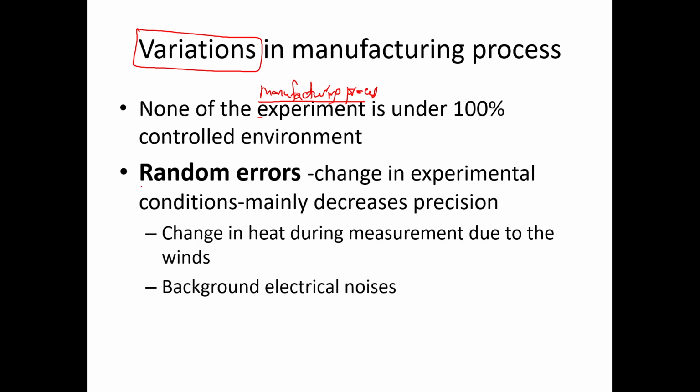The errors can be random, as the name says. Like you have a change in temperature, change in heat, it creates a variation in your measurement. Or you have electrical noises that create variation in your measurements. And these errors, they are random, as the name says, and you cannot control them. This is just by chance.